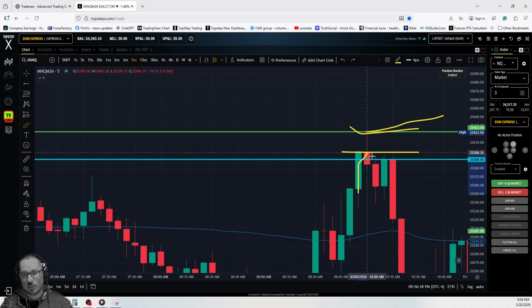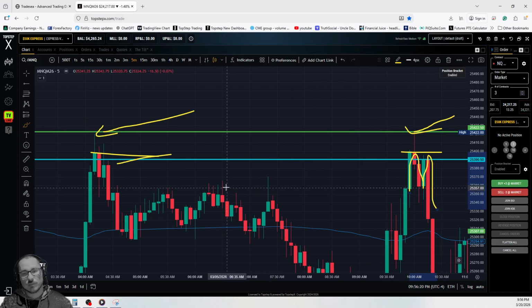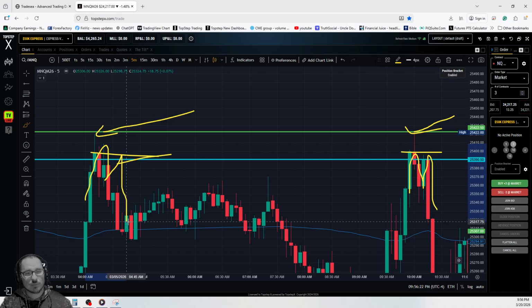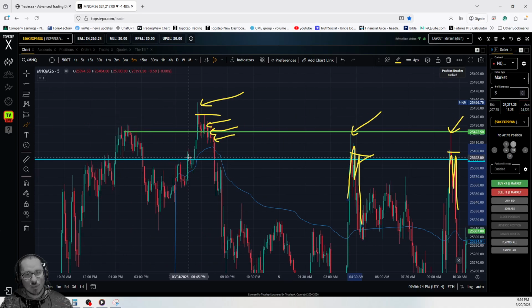Look, clean double top. Double top right here. And then it's a little ugly, but it's like a triple top. A little ugly here. It's a triple top as well.